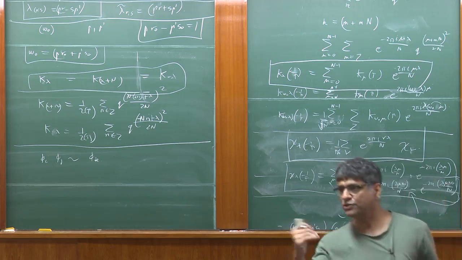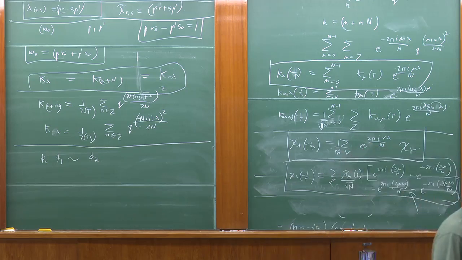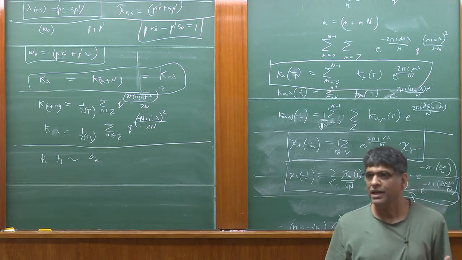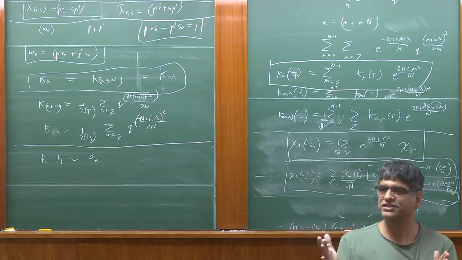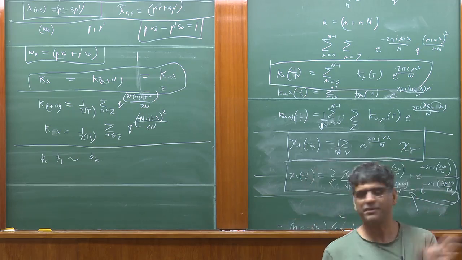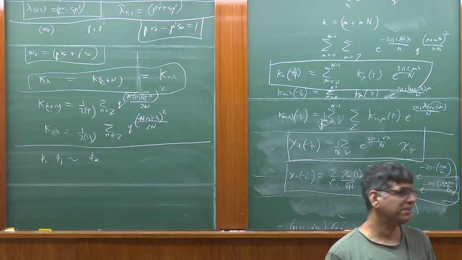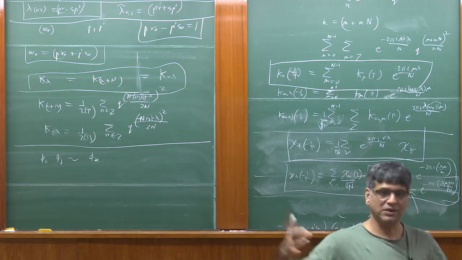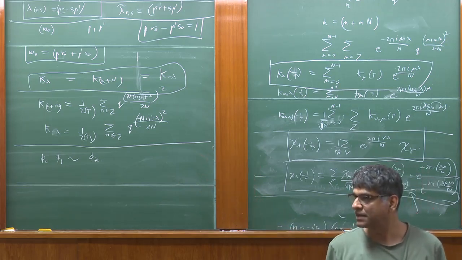For instance, in SU2, if you have spin J1 and spin J2, in the tensor product, every representation appears either 0 times or 1 time. The representations that appear 1 time are those between J1 minus J2 and J1 plus J2, let's say J1 is greater than J2. The representations outside that range appear 0 times.